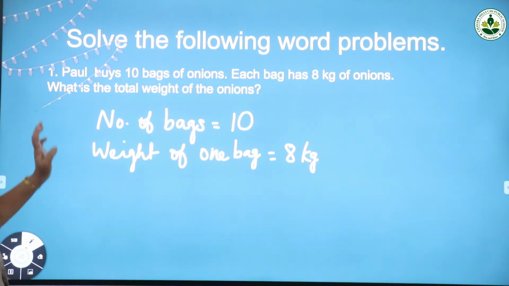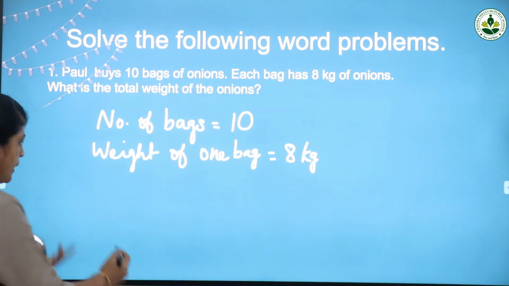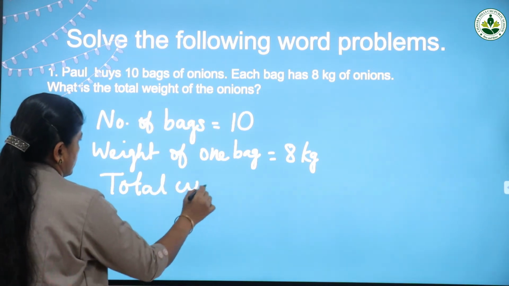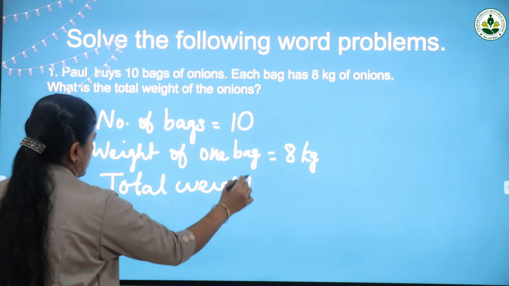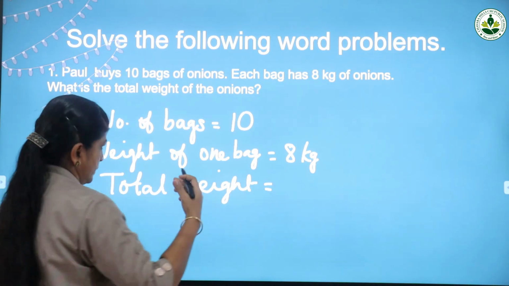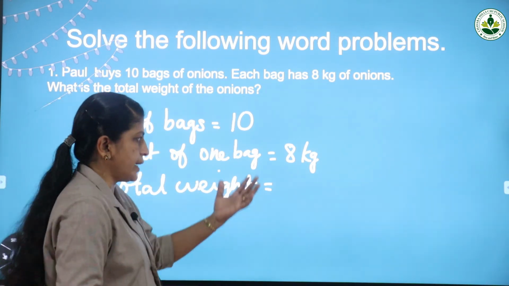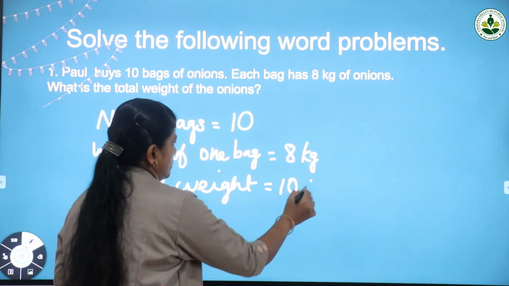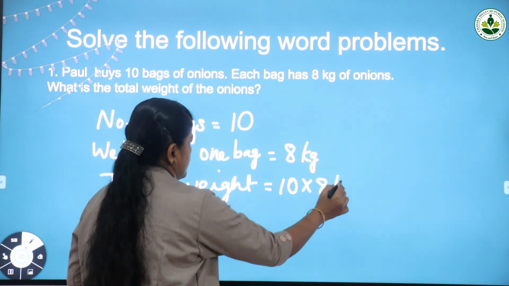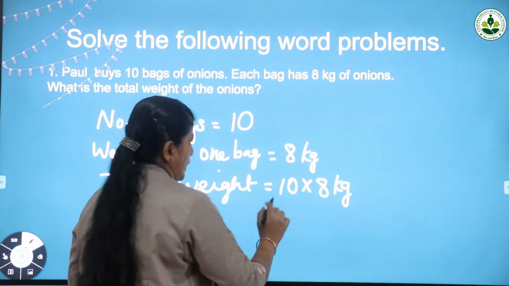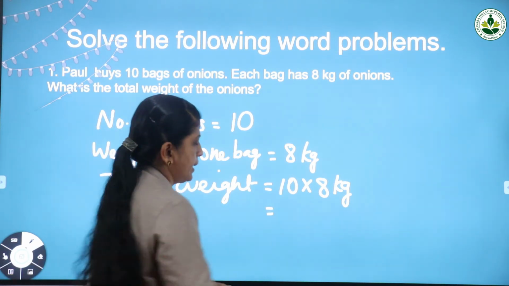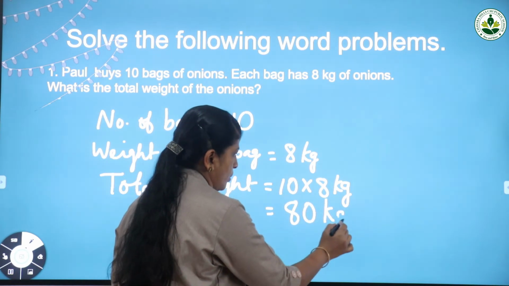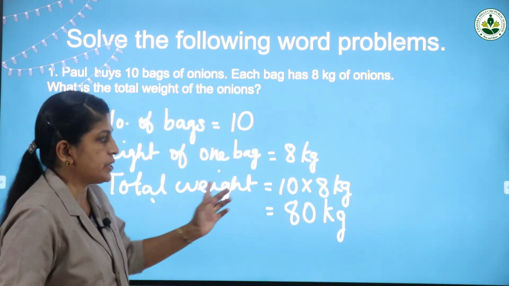Then what is the total weight? The next step is total weight. It is very easy now to find the total weight. There are 10 bags and each bag contains 8 kg. Then the total weight is 10 into 8 kg. What is 10 into 8? 10 8s are 80. And you should write kilogram because it is the weight of something.